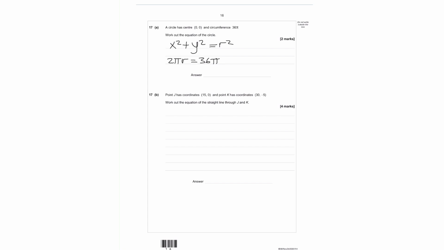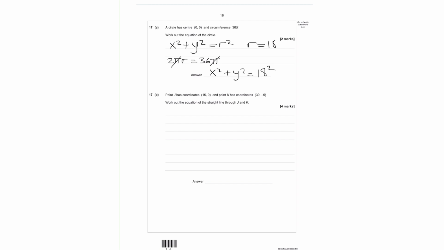So we need to work out what r is, so we can cancel out the pi's, divide both sides by 2, and we get that r is equal to 18, which I'm going to write up here. So the equation is going to become x squared plus y squared equals 18 squared. I'm going to rewrite that because that is a dreadful looking 18. 18 squared. If you want, you can also just put in 18 squared itself, like the actual value. I'm just going to leave it as 18 squared though.